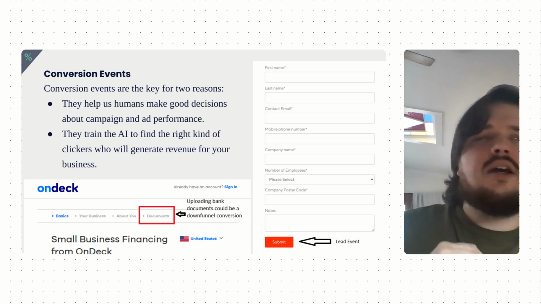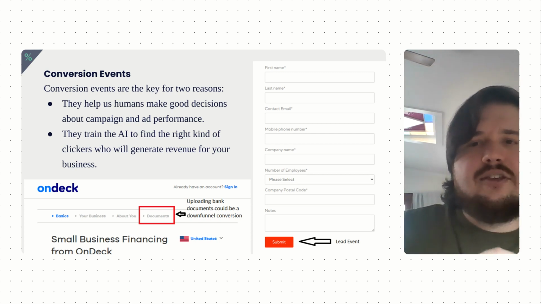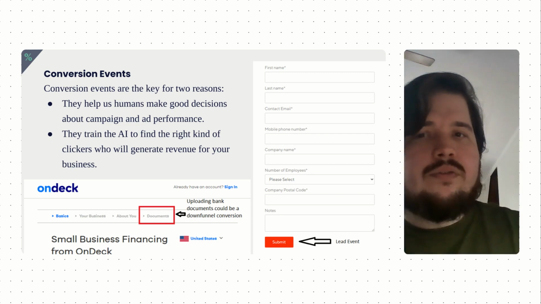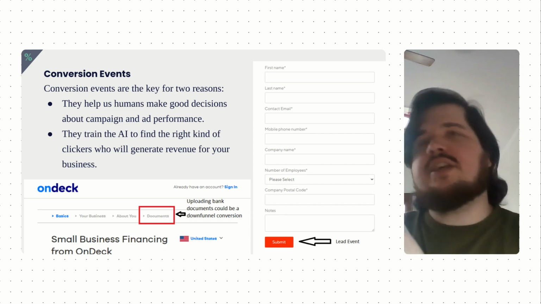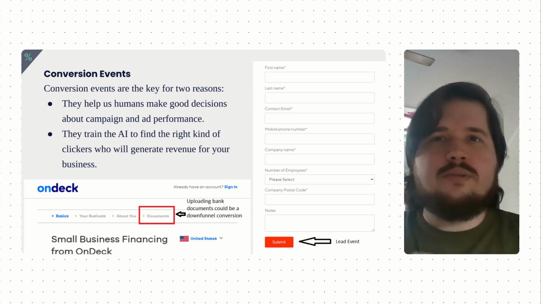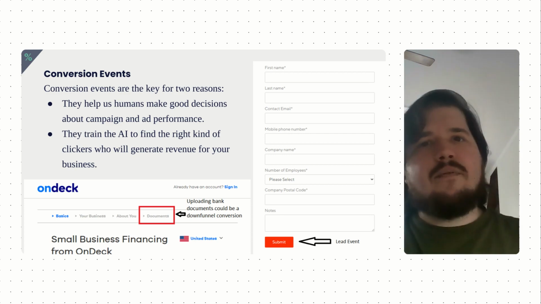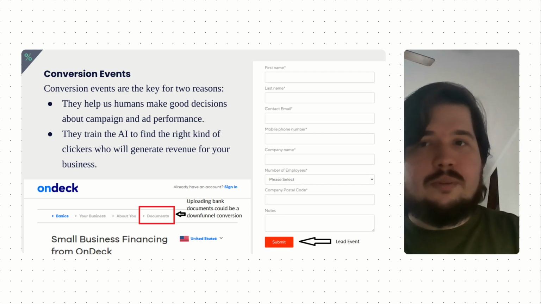And the conversion event, as you can imagine, gets more and more valuable the farther it is down the funnel, both because it's easier for us to see, this campaign is generating a lot of leads, but not very many qualified ones, versus this campaign. That's the manual human part.